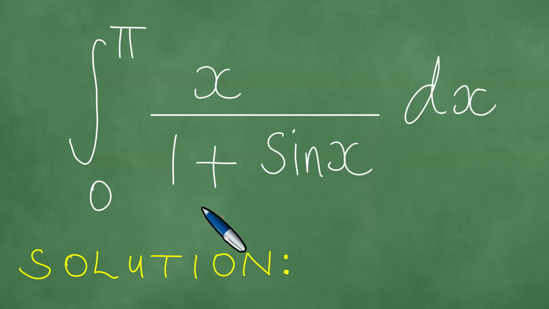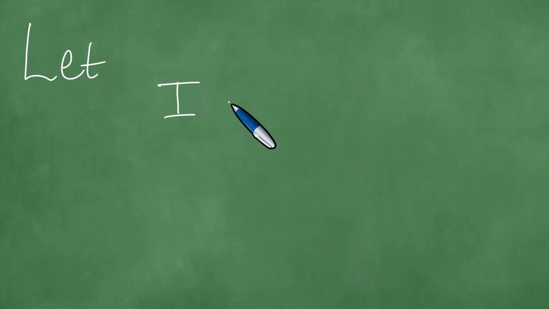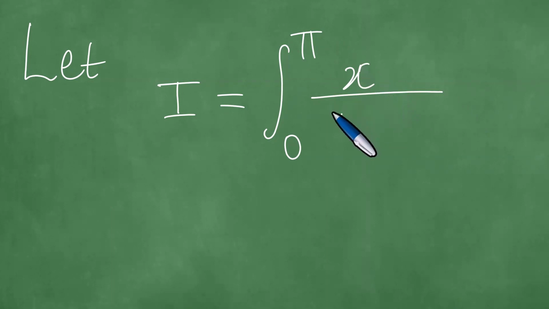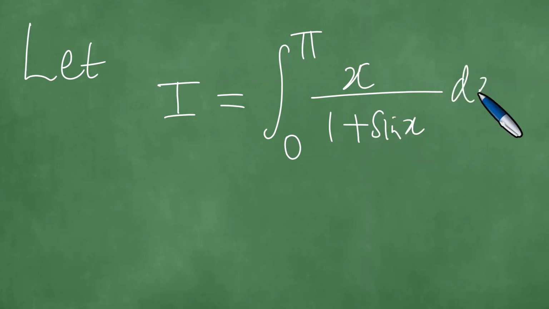Right, we have this particular integral to evaluate in front of us, and we proceed to evaluate this integral in a step-by-step fashion. A couple of things are very important, so we're going to first begin as follows. We first let capital letter I be the integral from 0 to pi of x over 1 plus sine x dx.